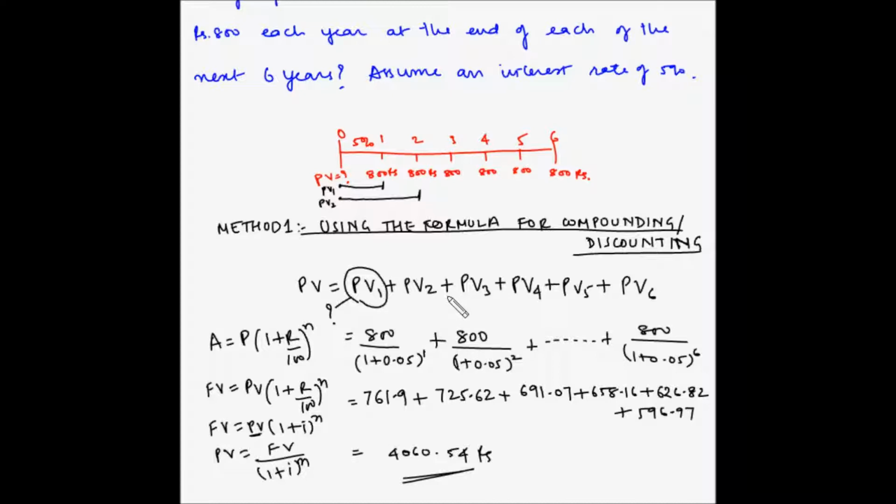Now in this example, we have the tenure as 6 years. So we calculated the present value for each of these 6 years separately. Let's say the tenure was like 20, 30, 40 years. Then the calculations will become very tedious. So let's look at the second method, which makes this calculation much easier.